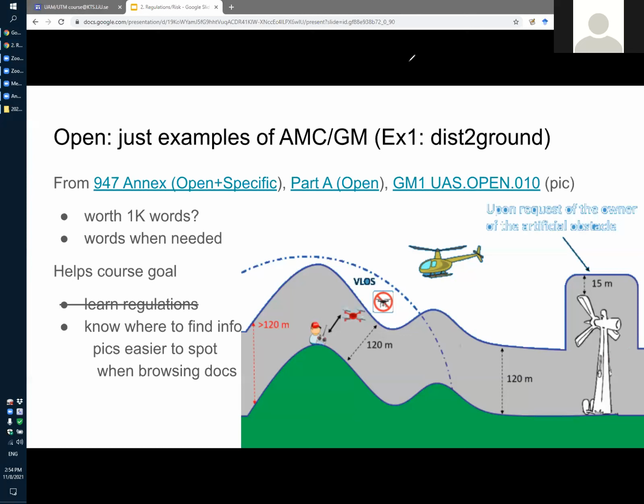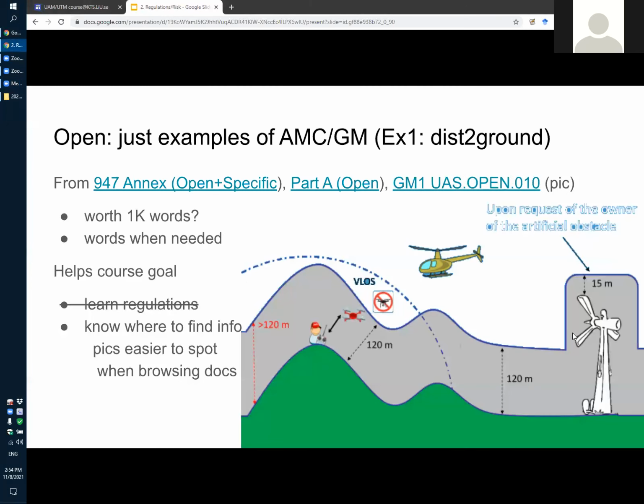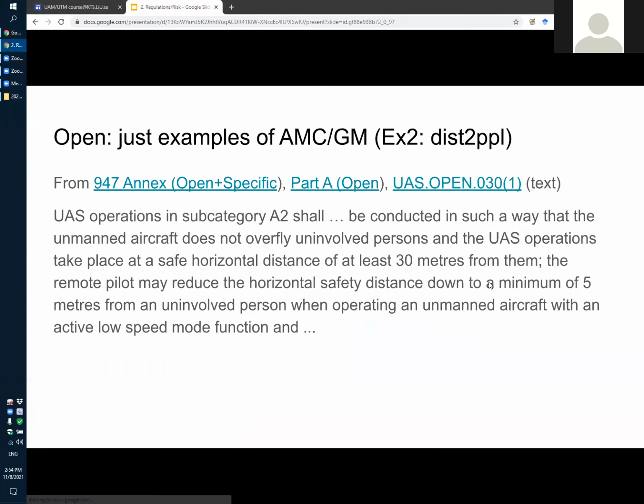Well, you go into the regulation itself, and it says, okay, within 50 meters, at the horizontal distance of 50 meters is where you can fly up to 15 meters above. And the obstacle has to be taller than 105 meters, so that altogether you're at most 120. But again, you don't have to learn this full regulation. You look at this picture, if there are some questions, go to regulations. Hopefully it answers all your questions.